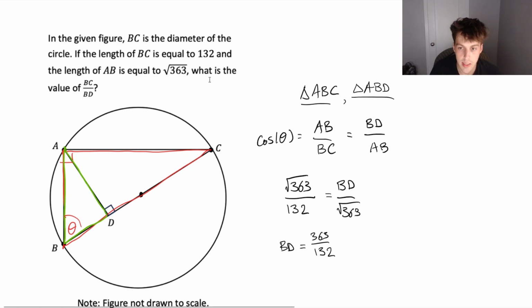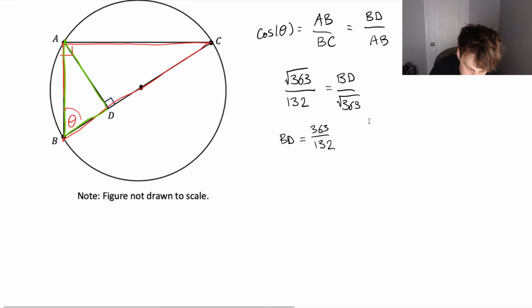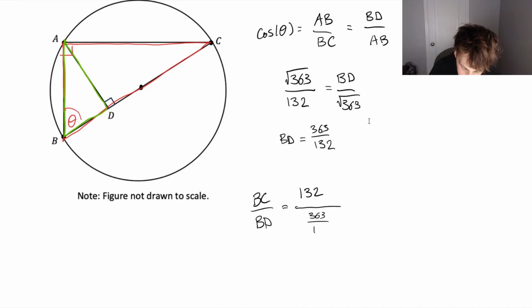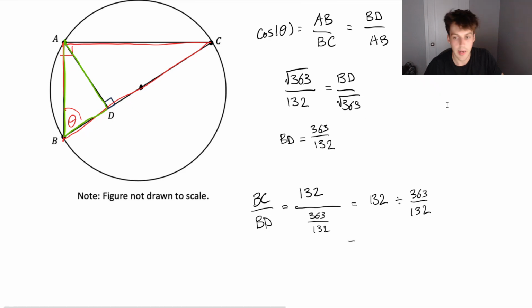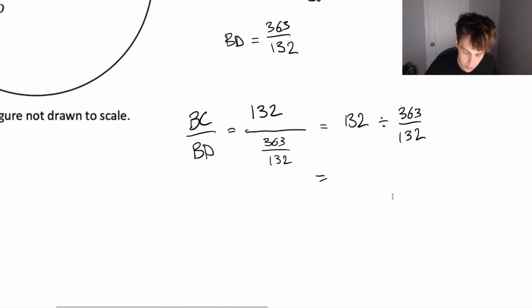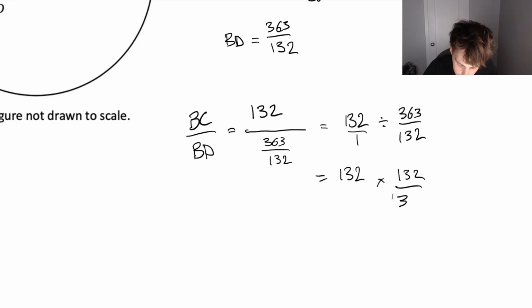The question is asking us, what is the value of BC divided by BD? And we have both of these. So BC over BD: BC is 132, and BD is 363 over 132. When we have a fraction in our denominator, remember we flip it and multiply. We got 132 divided by 363 over 132, and let me zoom in here. This is just 132 times our second fraction flipped, and we get 132 squared over 363. Putting this into your calculator, you should end up with 48, I believe.